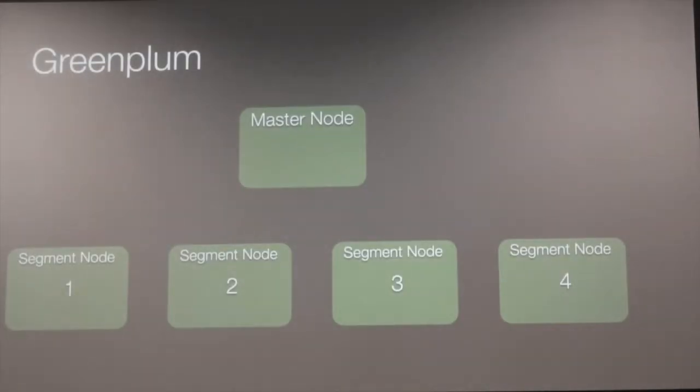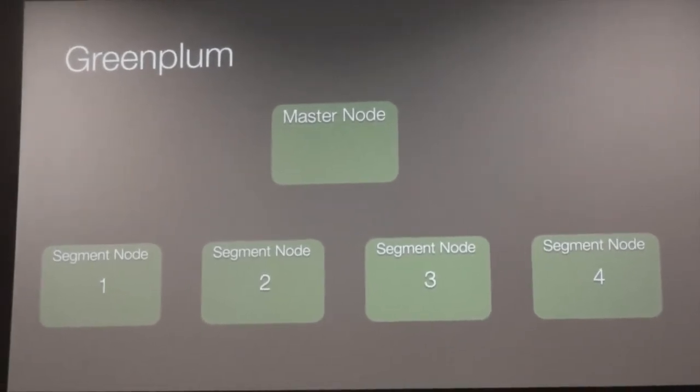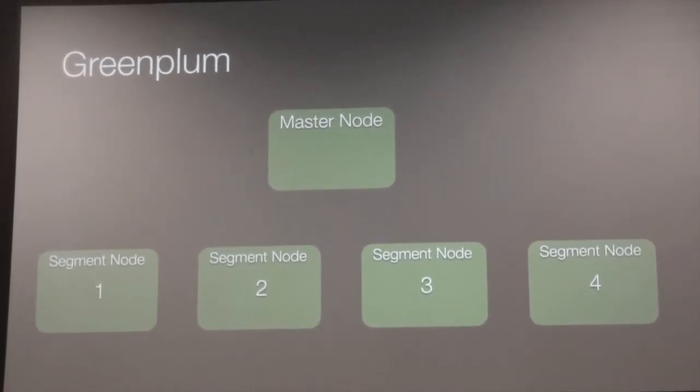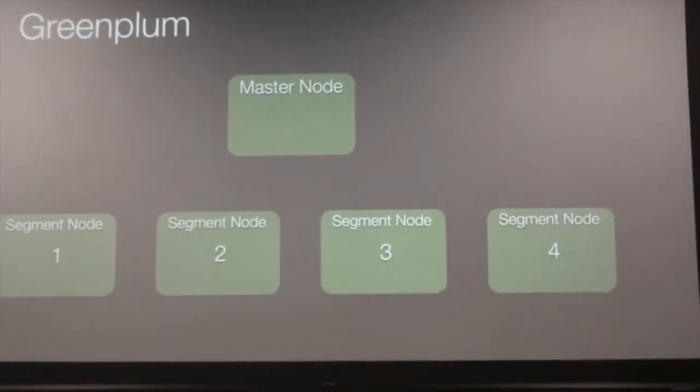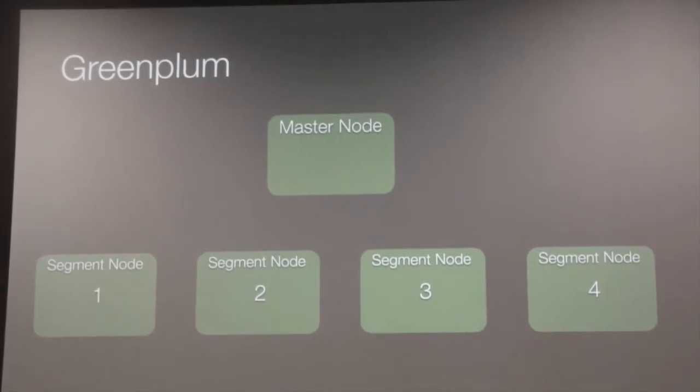So I'm going to put up a quick picture. Imagine this is our 4-node Greenplum cluster. So this is Greenplum. It's a pretty big MPP database. So we have 4 nodes and a master node. Each of these nodes is a pretty big server.